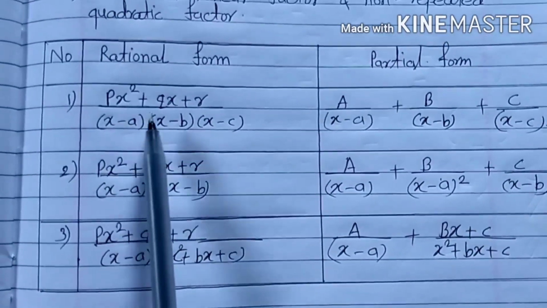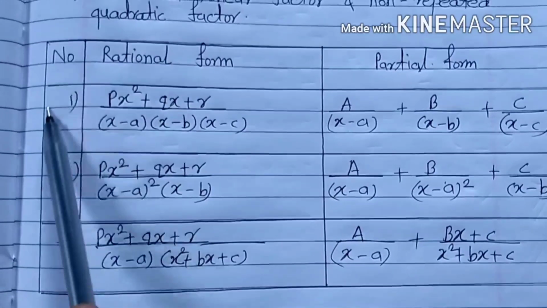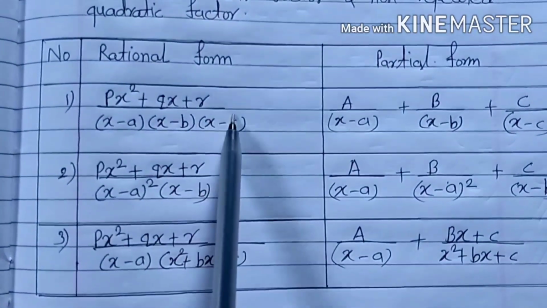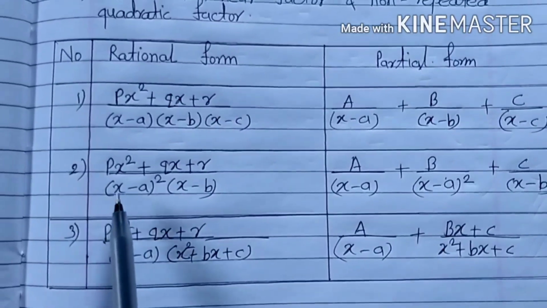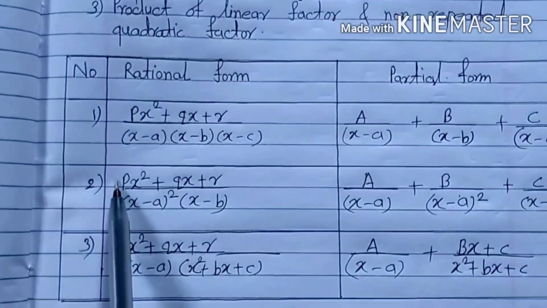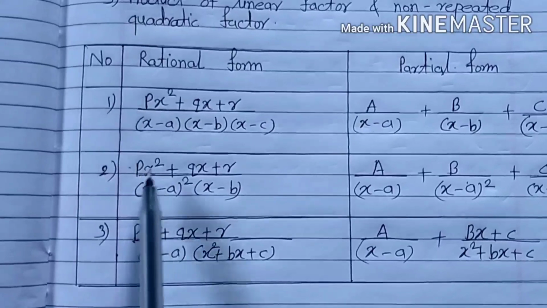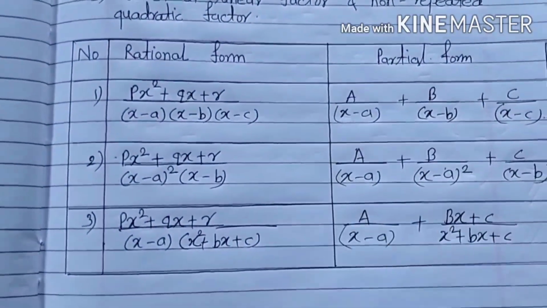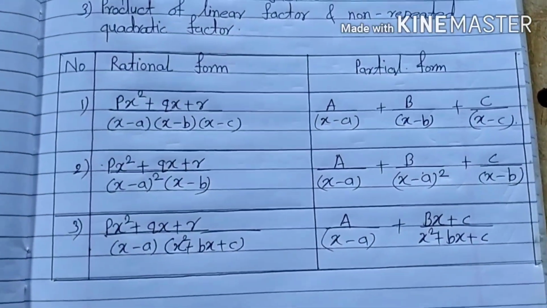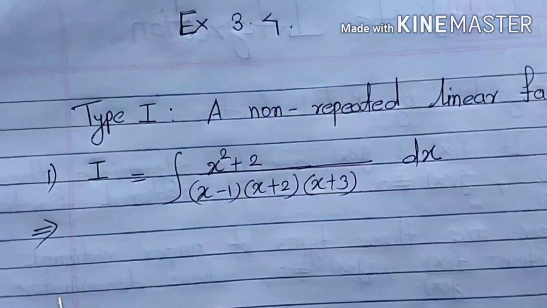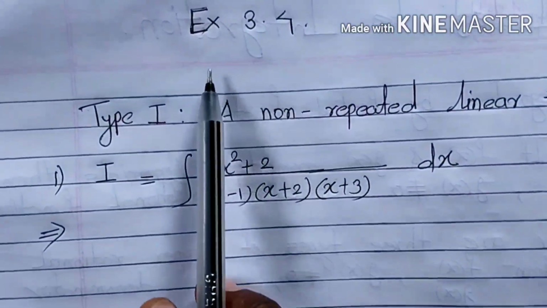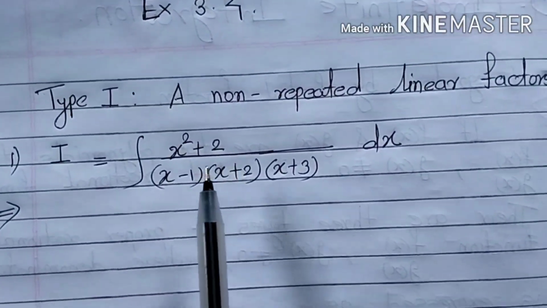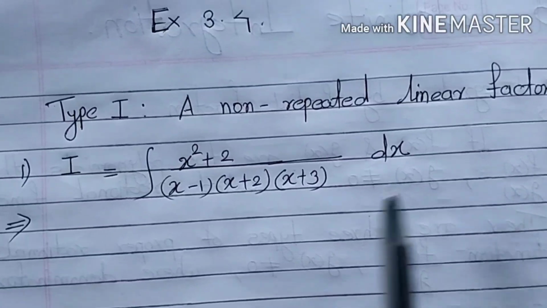This px squared plus qx plus r is our quadratic expression, with linear factors, which can be expressed in this partial form. So let us start our examples. Now there are some examples from exercise 3.4, and we start with our first type, a non-repeated linear factor.